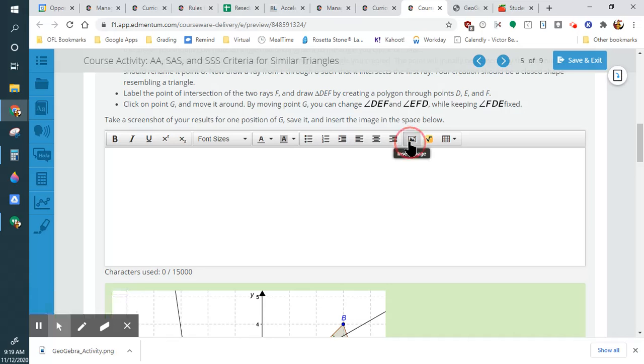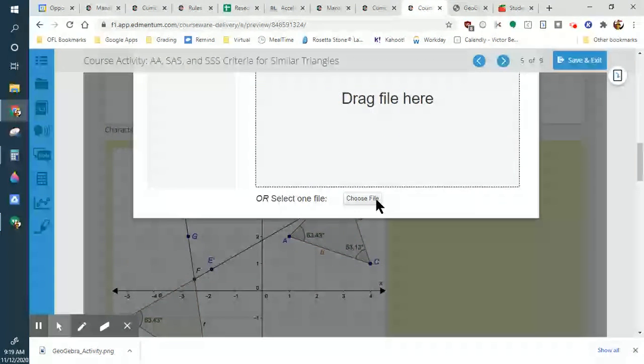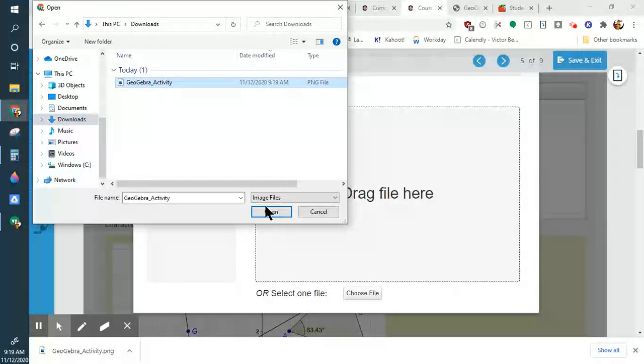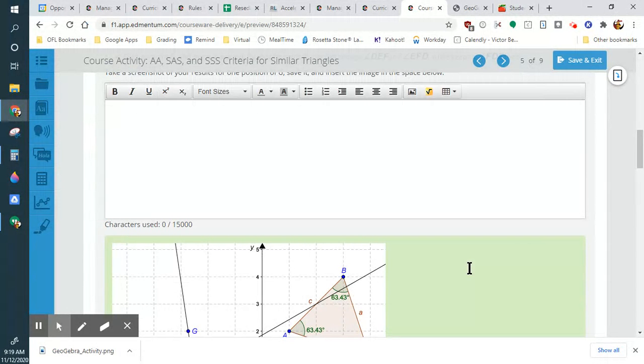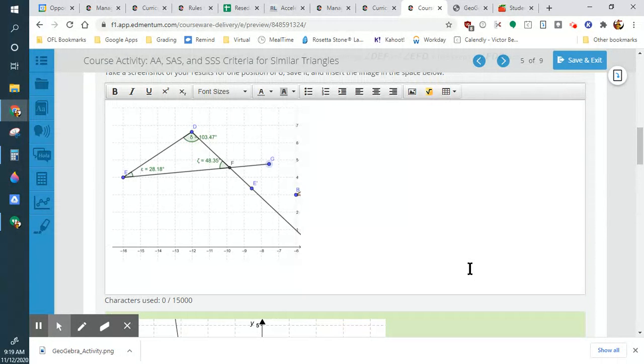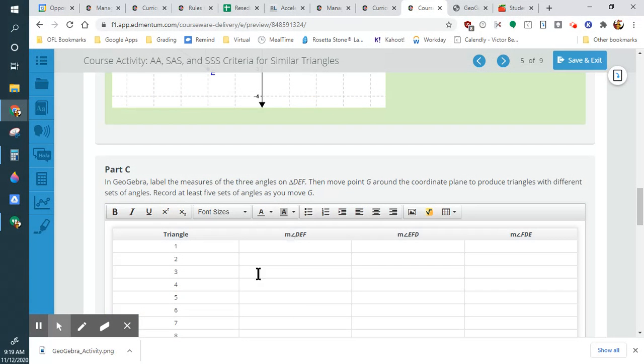Then you want to go to your image. You want to go to your computer, choose a file. I put it in my downloads. I'm going to go to my downloads and upload it. So that's how you do the construction for this. The rest is literally asking questions.